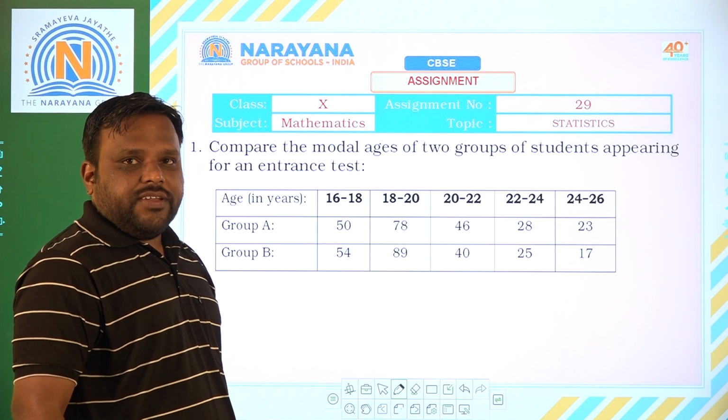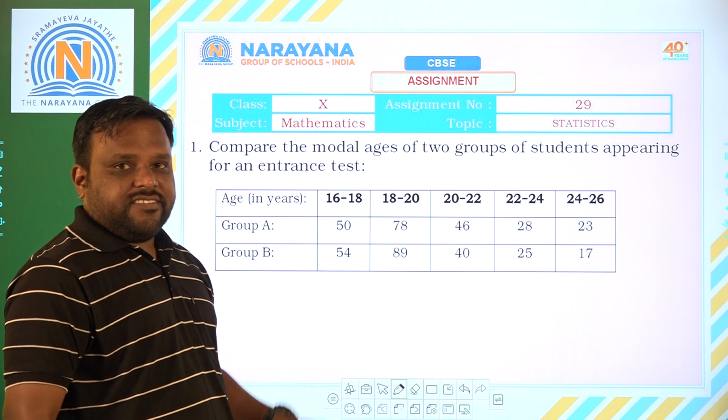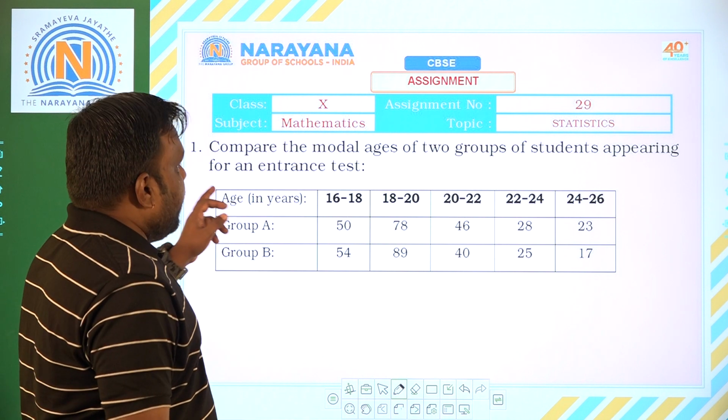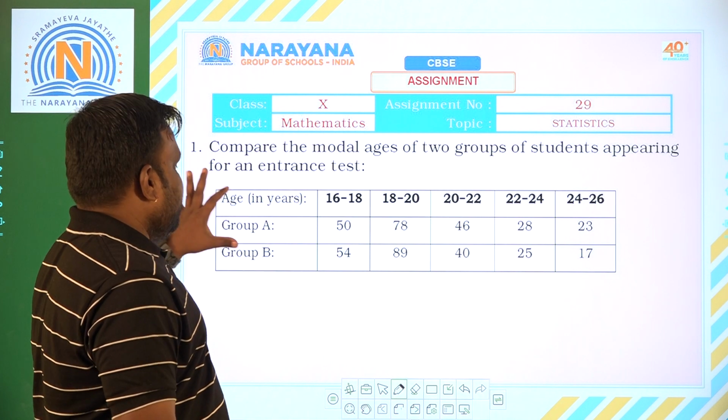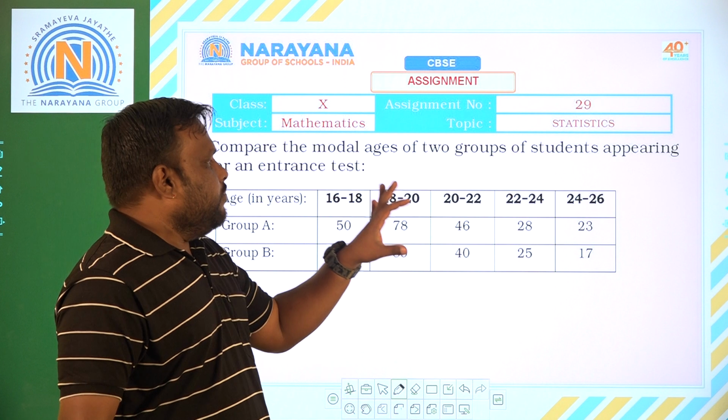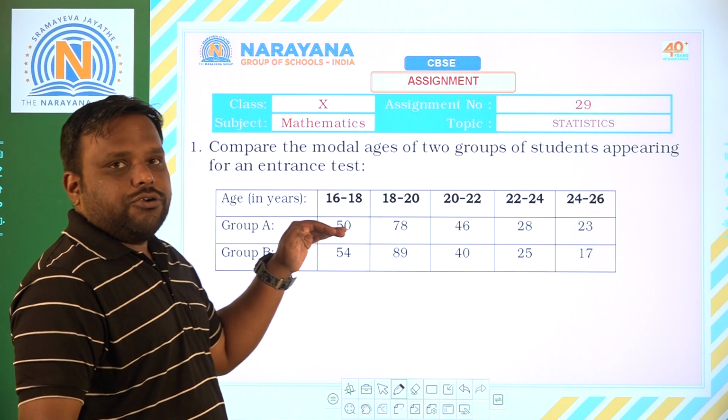Today we are going to look at assignment number 29 based on statistics. Let us look at the first question. Compare the modal ages of two groups of students appearing for an entrance test. Here is the data given for you. You have to find out the mode for these two groups and compare them.